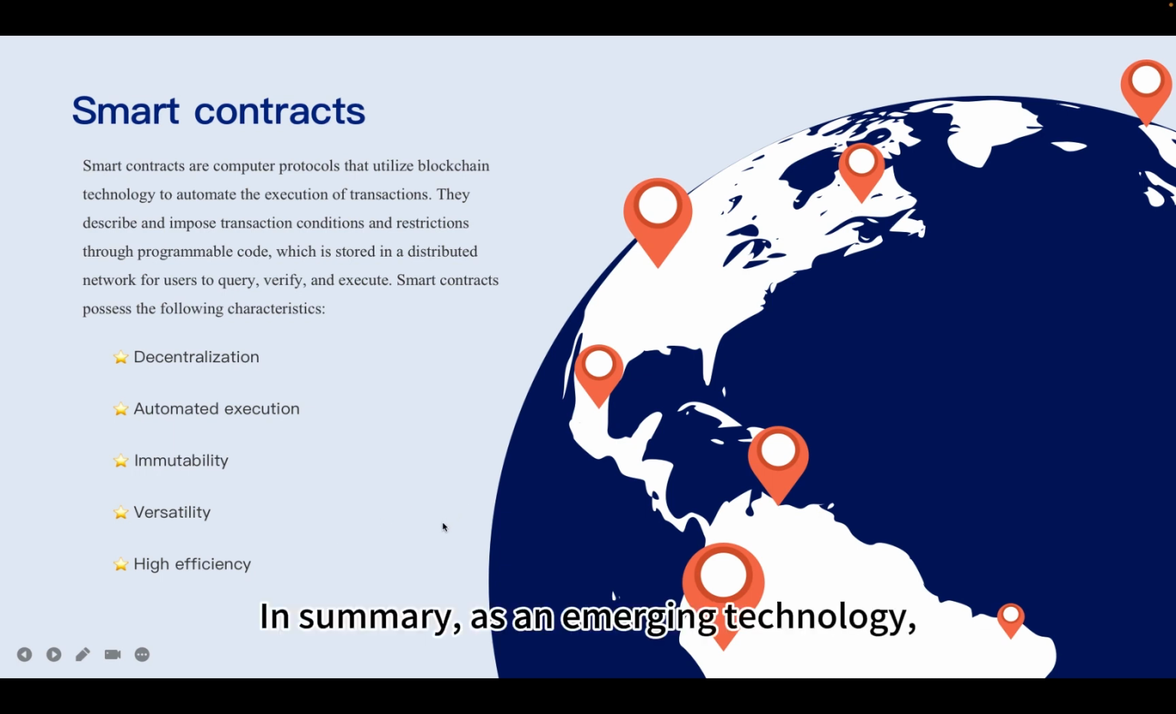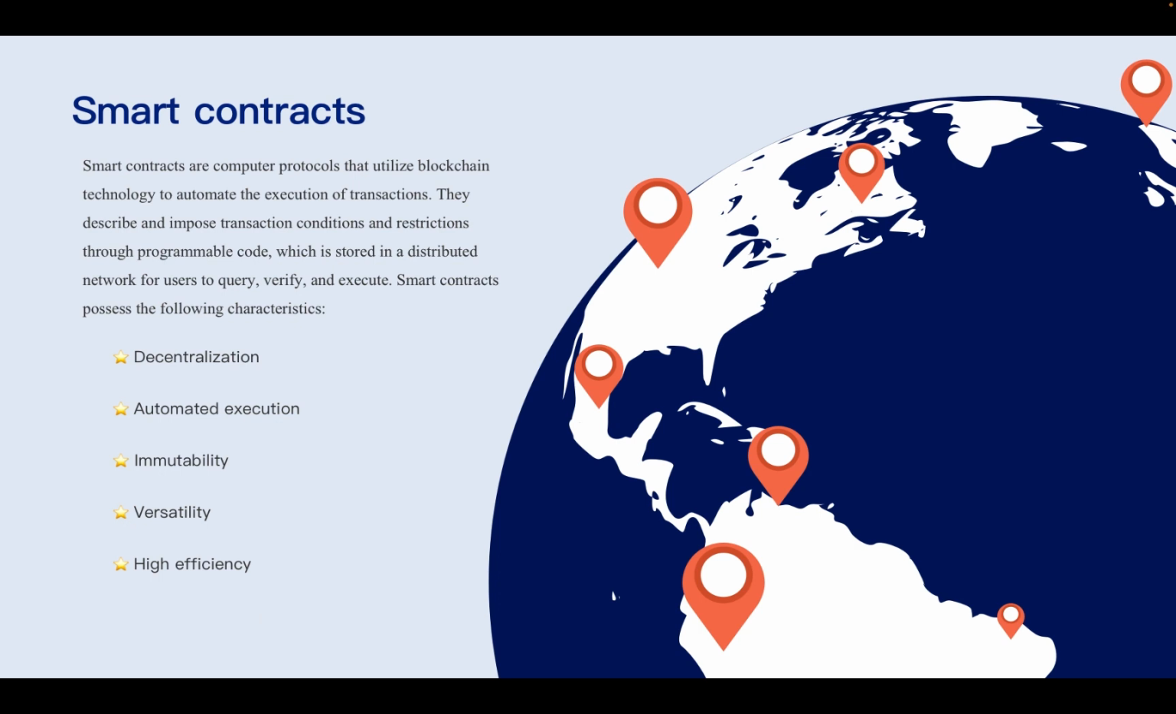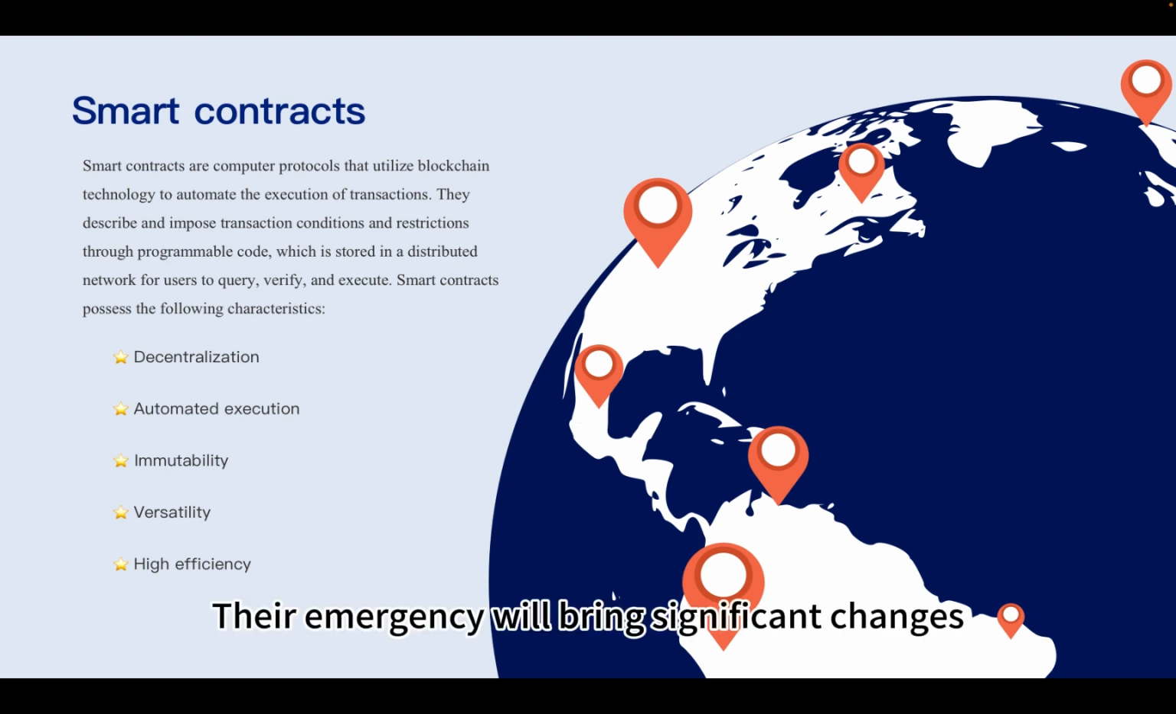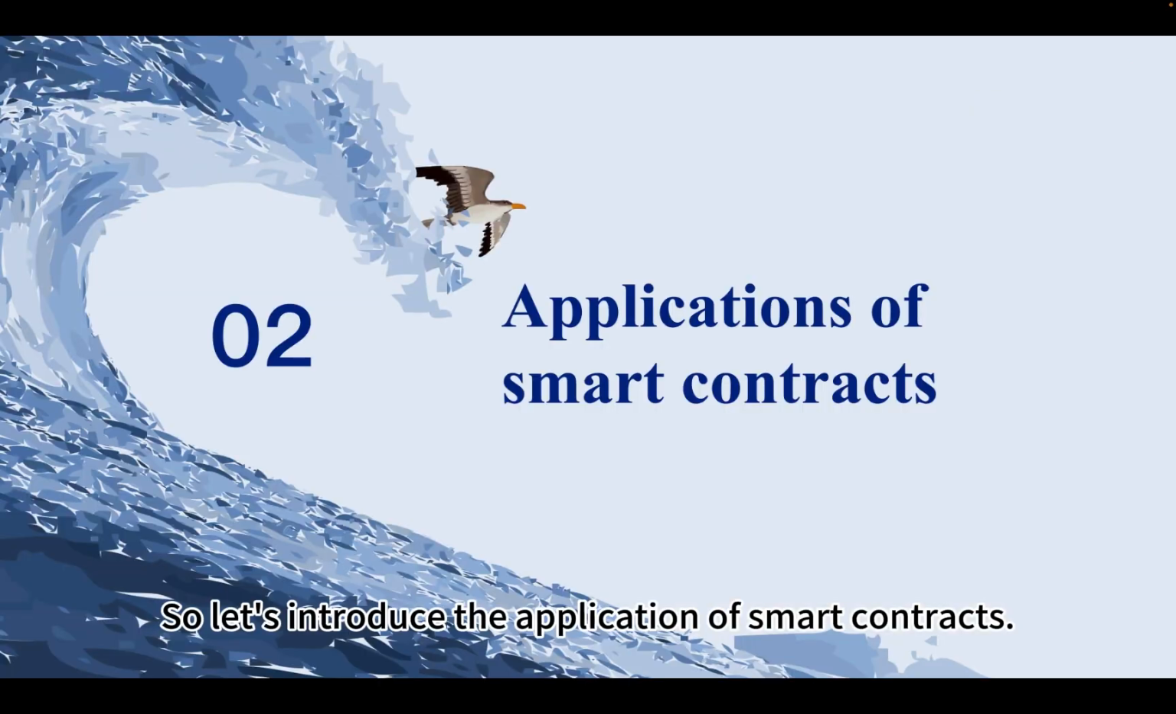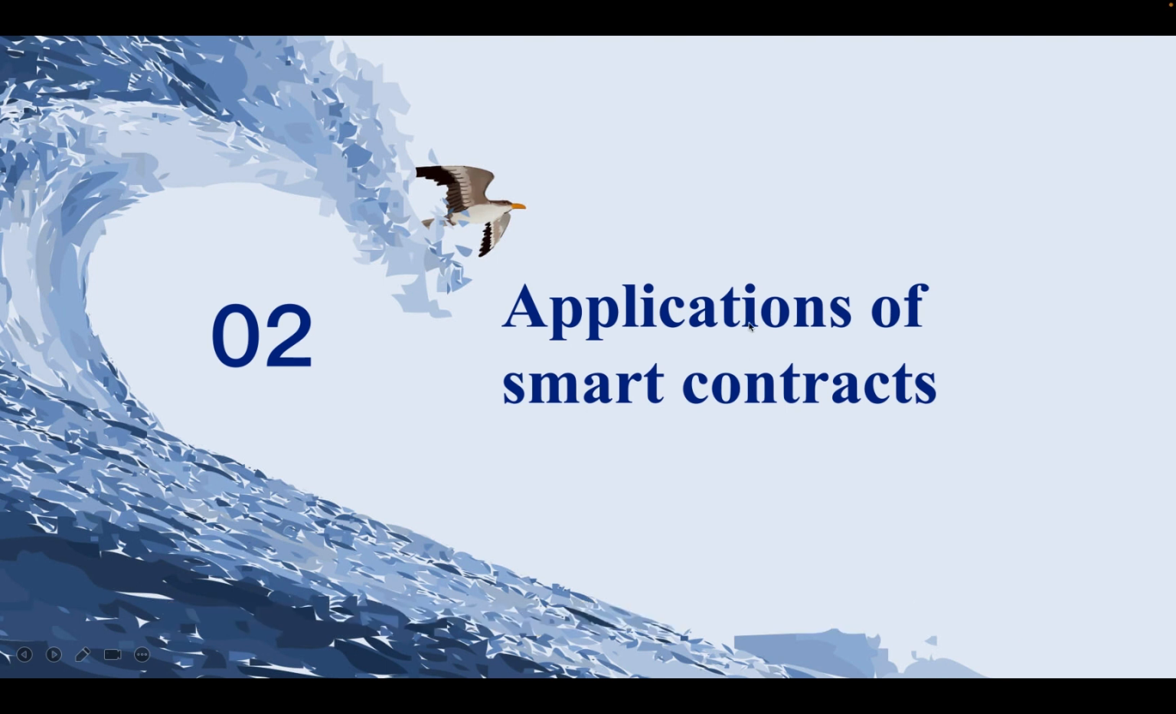In summary, as an emerging technology, smart contracts are gradually gaining widespread applications. Their emergence will bring significant changes to various fields such as finance, supply chain, logistics, voting, online executions, etc. So let's introduce the application of smart contracts.